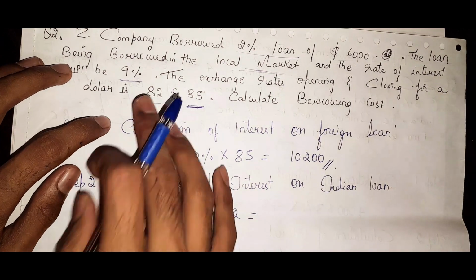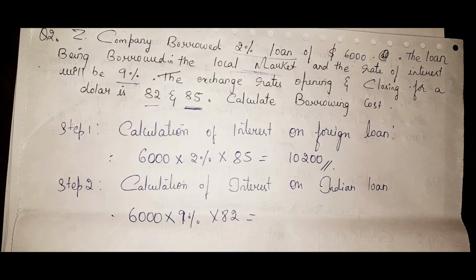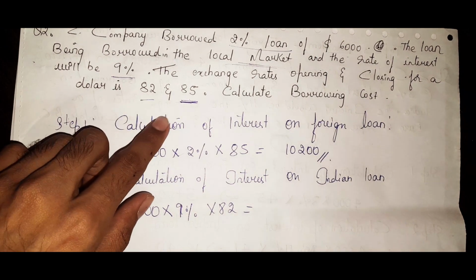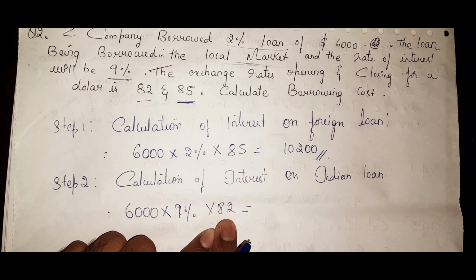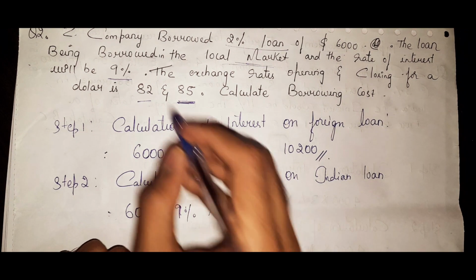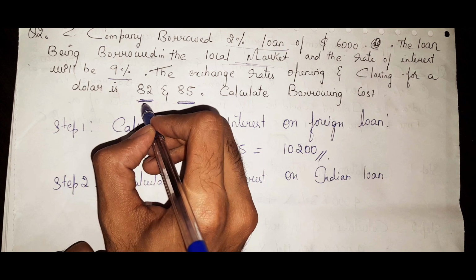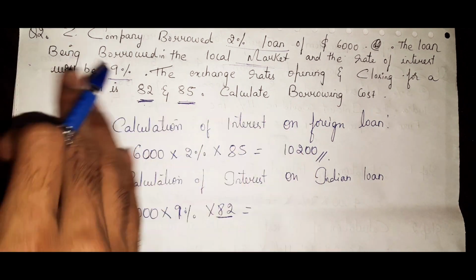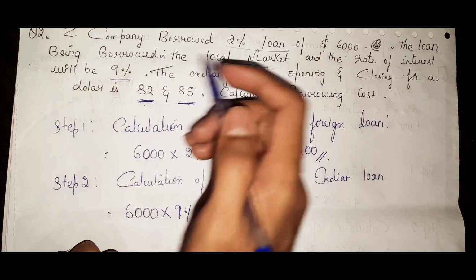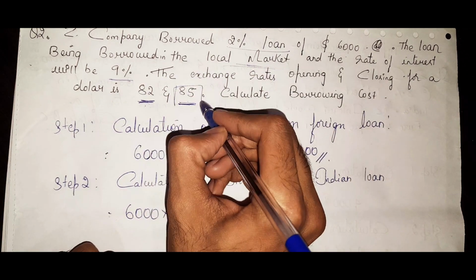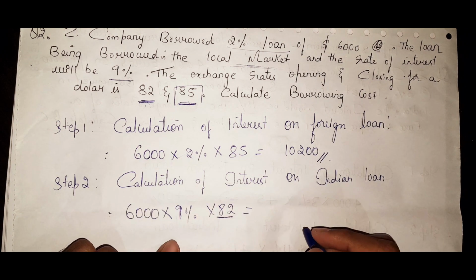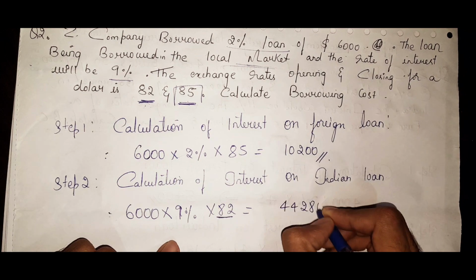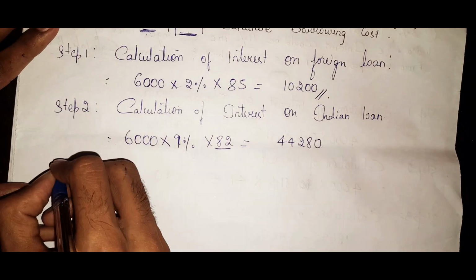The reason is if you are taking Indian rupees only, the value will not change. Since here you are converting the foreign loan, you have to take the closing date. Otherwise, the time at which you took the loan, whatever the amount will be there. See, on 1st April you took the loan. It was 82 rupees. When you pay the interest also, the same 82 rupees will be considered. But in case of foreign loan, the closing date amount will be considered. So 6,000 into 9% into 82 rupees will be 44,280. Next will be step 3.